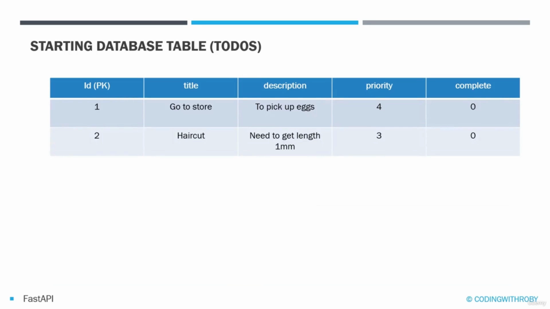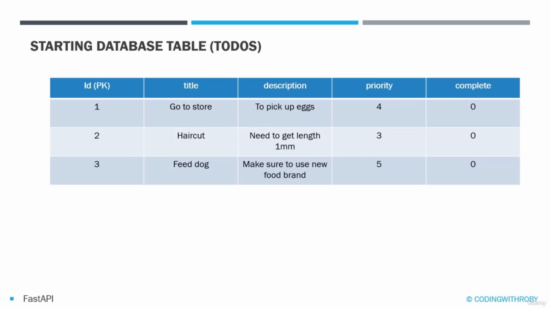Alright, now that we just went over inserting into our database, let's keep adding to it. Now, I'm just going to pretend we are inserting this data. So let's move on to a new record where we just created a feed the dog as a title. As a description, we are going to be using make sure to use the new food brand with a priority of 5 because we need to feed our dog and not complete.